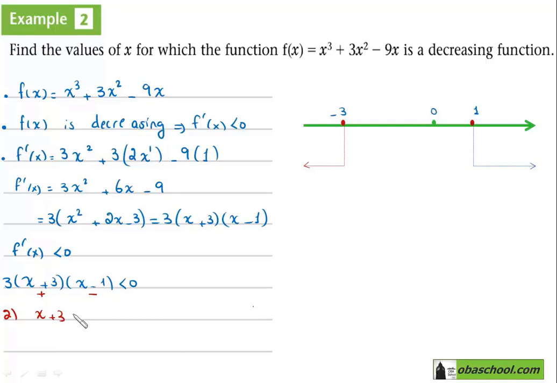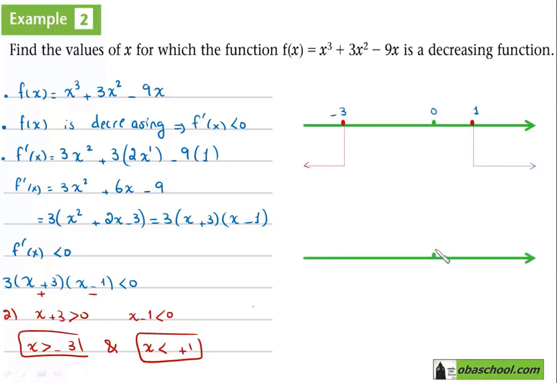Okay, now let's see case 2. X plus 3 is greater than 0 and x minus 1 is less than 0. So, x is greater than minus 3 and less than plus 1. Okay, now let's represent these points on the number line. This is our number line, and here we have the 0. Then we will plot the 2 points, minus 3 and plus 1. X greater than minus 3, so it's going to be like this, and x less than 1 is here.